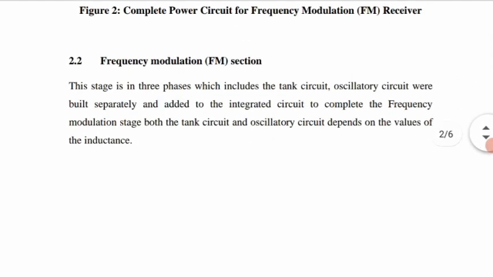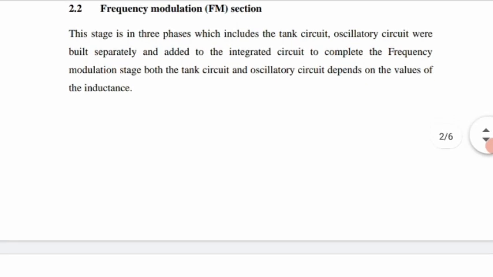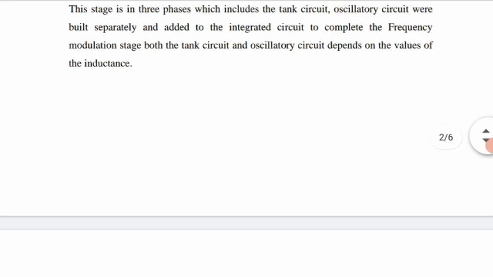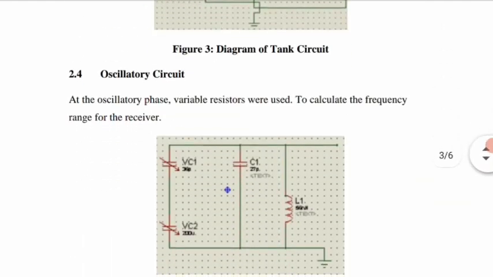Next is FM section. This stage is in 3 phases, which includes the tank circuit and oscillatory circuit, which were built separately, then added to the integrated circuit to complete the FM stage. Both the tank circuit and oscillatory circuit depend on the values of the inductance. This is the diagram of the tank circuit, and this is the oscillatory circuit.